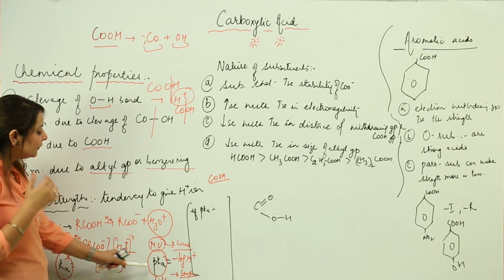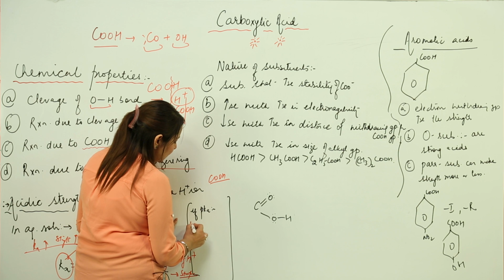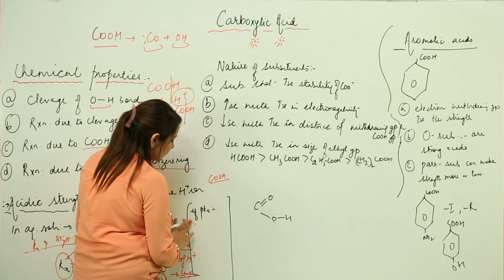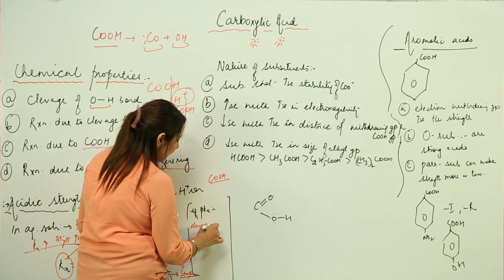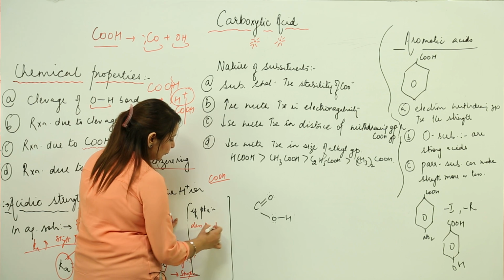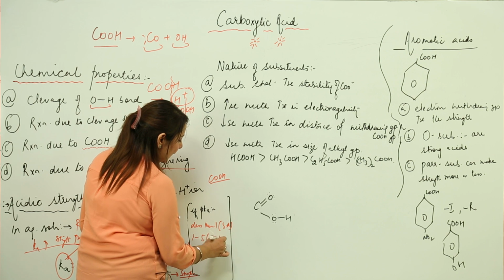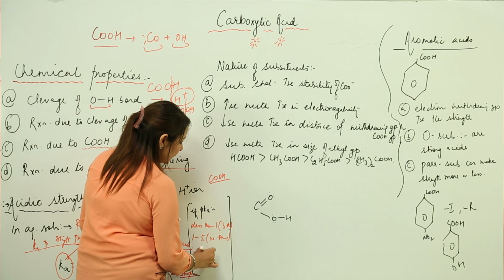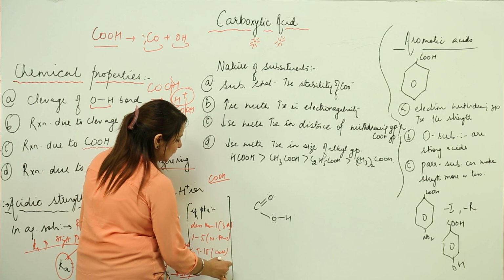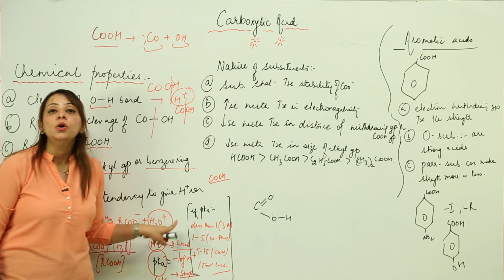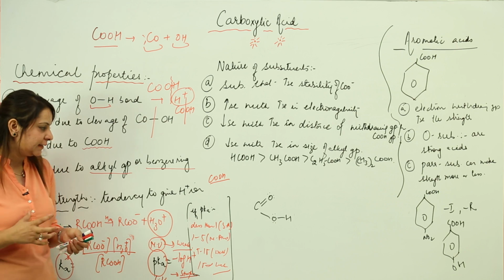If we talk about strong acids first, the pKa value is less than 1 for strong acids, 1 to 5 for moderately acidic, 5 to 15 for weak, and more than 15 for the weakest. This is how the value of pKa suggests what the nature of the acid is.